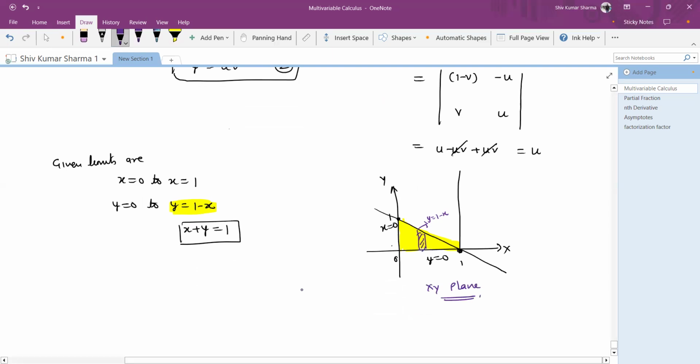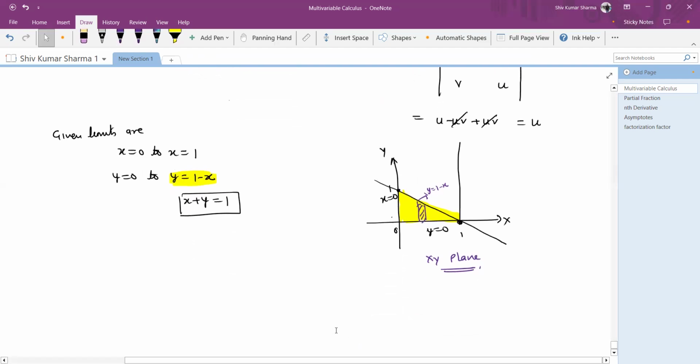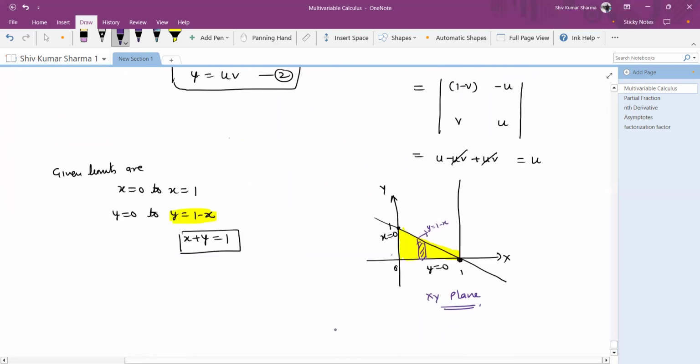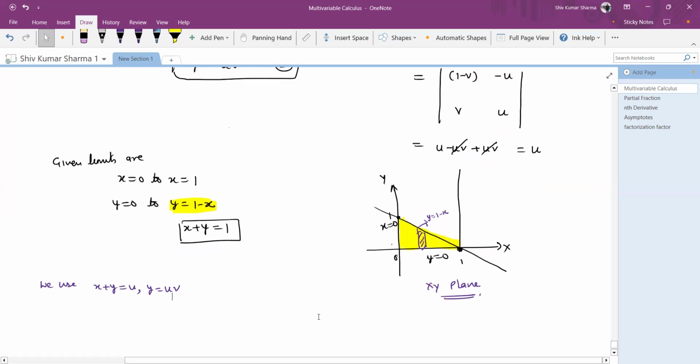Now we need to convert, draw the uv plane. When we convert to the uv plane, we take help of the given relation. So we use x plus y equal to u and y equal to uv.